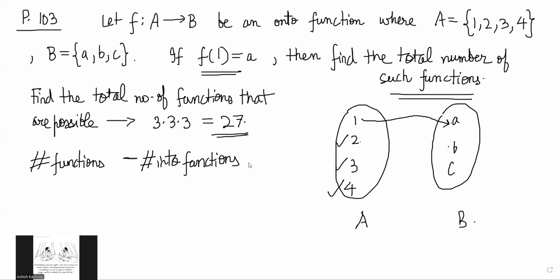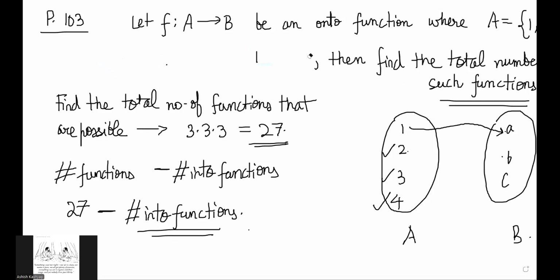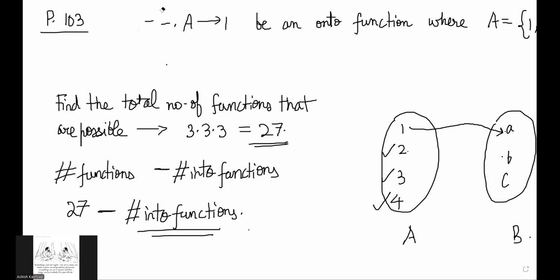That will give us the number of onto functions, right? So let's think about it. Number of functions is 27, and now we have to count the number of into functions here, right? So how do we count into functions? Remember, we have already been given f of 1 is equal to a, right? So if f of 1 is equal to a, if it is an into function, you will be having some element of the codomain that will not have a pre-image in the domain, right? That's how we understand an into function.